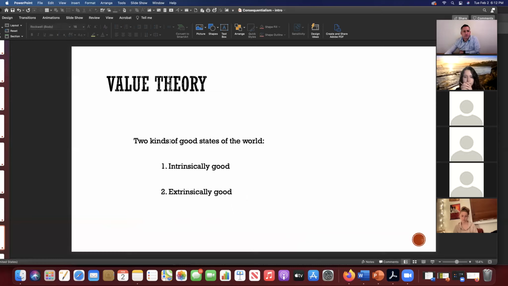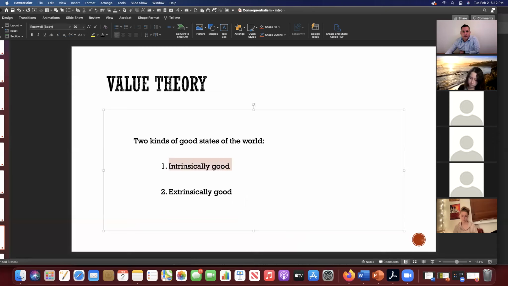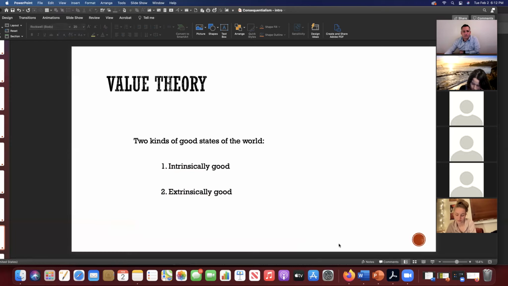Okay, so there are two kinds of good states of the world, as we know. Just by way of recap, there's intrinsically good and extrinsically good. Consequentialists traditionally try to identify what's intrinsically good, and they'll explain what's extrinsically good in terms of what's intrinsically good. It's a very common thing to do. So those things that are non-derivatively good explain why those things that are derivatively good are good in the first place.